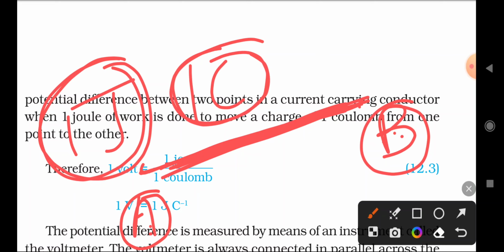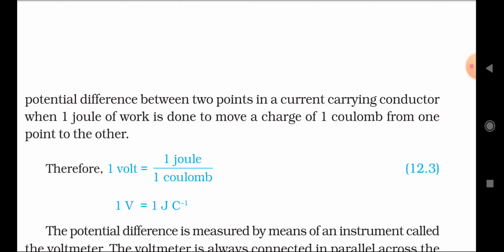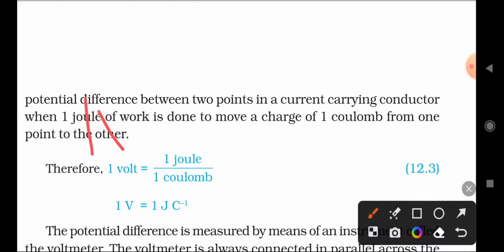1 coulomb of charge is moving from one place to another place. They require 1 joule of energy. That is termed as what? 1 volt. Right? We can write here: 1 volt is equal to 1 joule of work done to move what? 1 coulomb of charge.